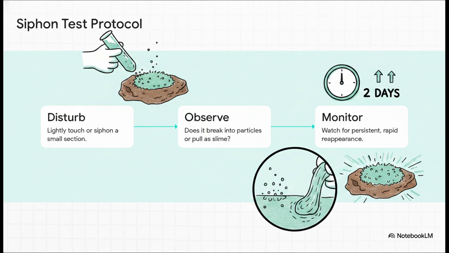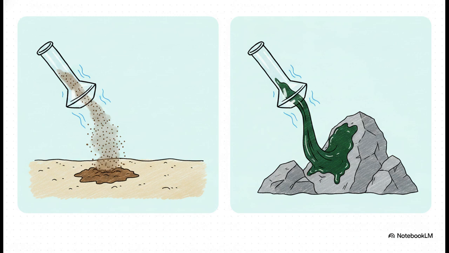This physical active testing gives us some absolutely crucial behavioral evidence. So when disturbed, diatoms are basically going to disperse as individual particles, scattering into a cloudy residue right there in the water column. But cyano holds on for dear life. It releases as slimy sheets or strings. Honestly, it almost peels off like a wet carpet. And if the underlying tank conditions haven't changed, that cyano is going to rapidly return to that exact same spot within hours or even days.